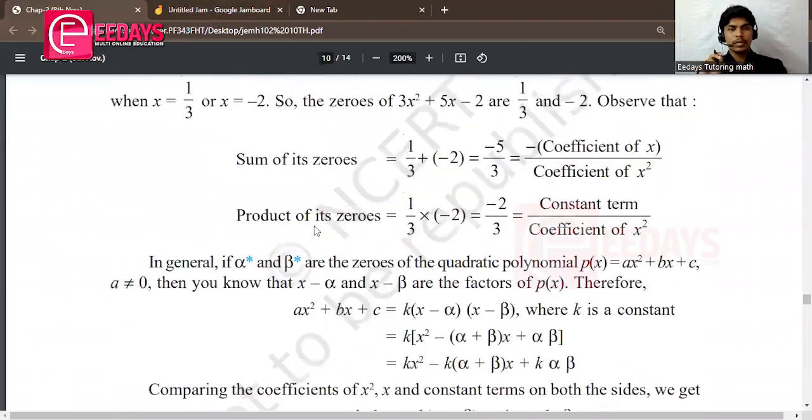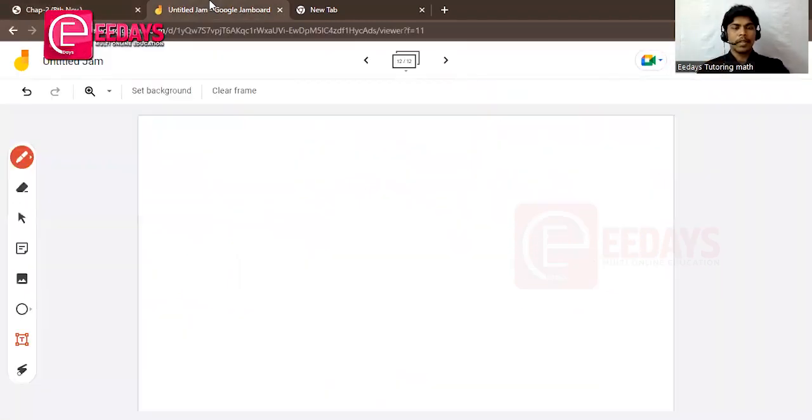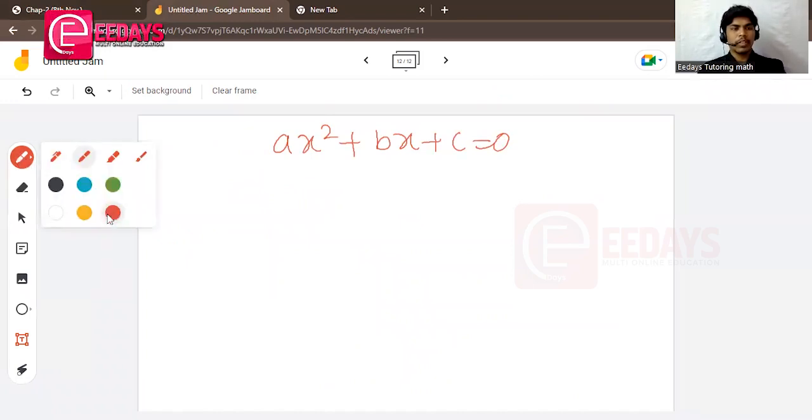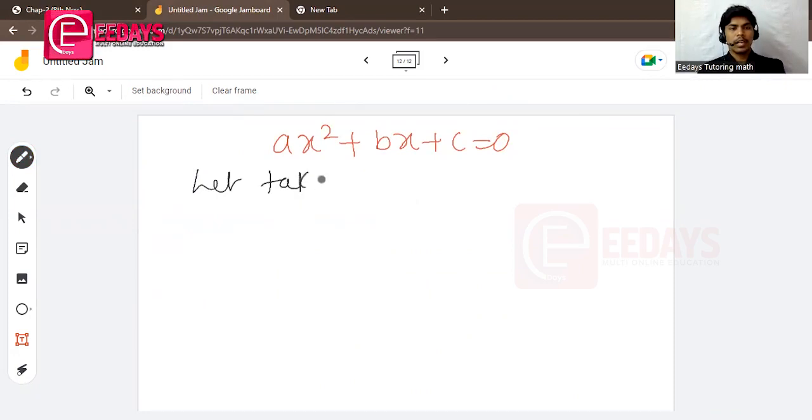Sum of zeros. Let's write the equation. Ax square plus bx plus c is equal to 0. This is our standard polynomial equation. Here, sum of zeros. Okay, we don't know the zeros. Let alpha and beta be two zeros.